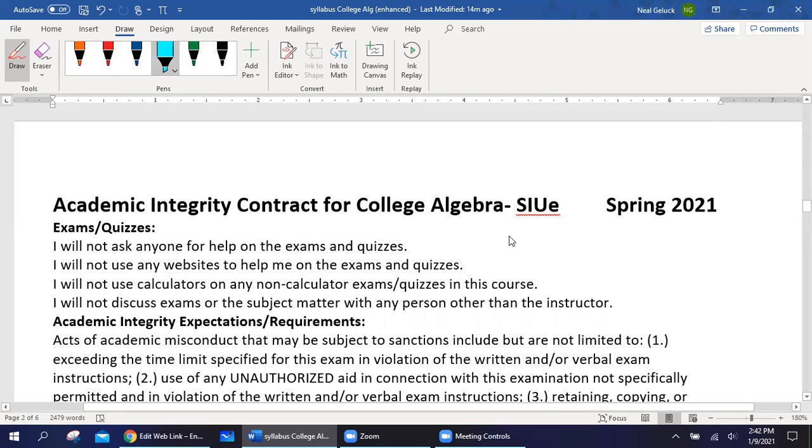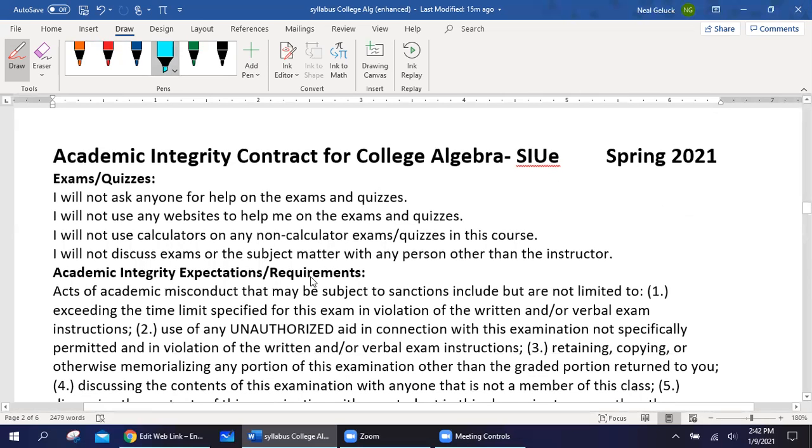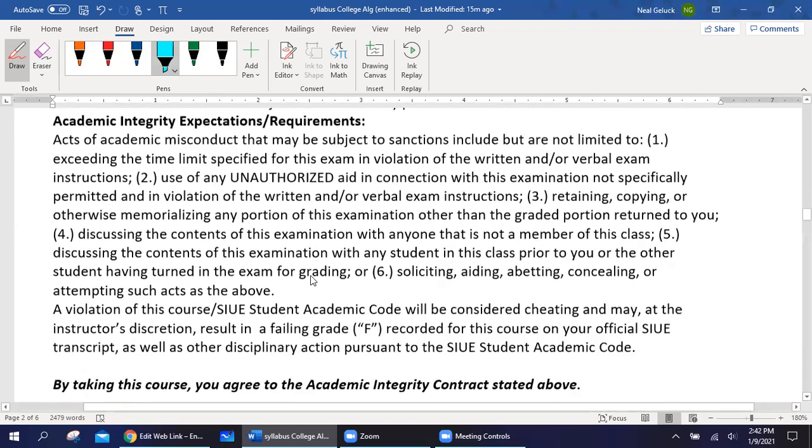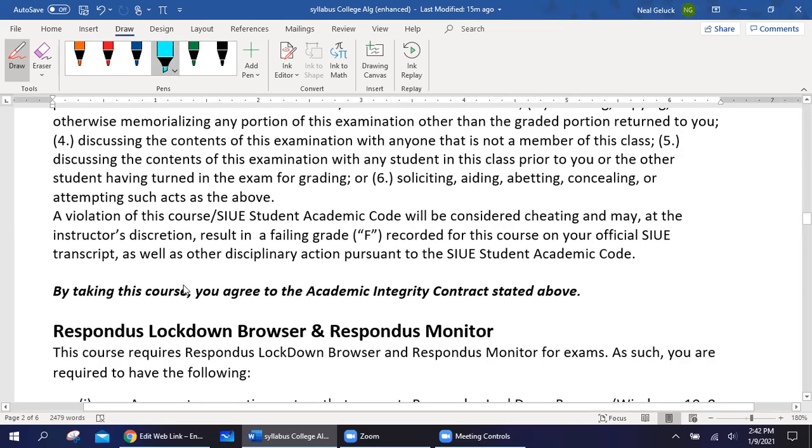Taking this course, you are basically telling me that you will not cheat. You can read through all of this, but it's basically, I won't use websites to get answers on quizzes or exams. I won't use a calculator. I won't get help from other people unless it's homework. I can't get help during an exam or a quiz. By taking this course, you agree to that. So you are saying, no, I won't cheat, basically.